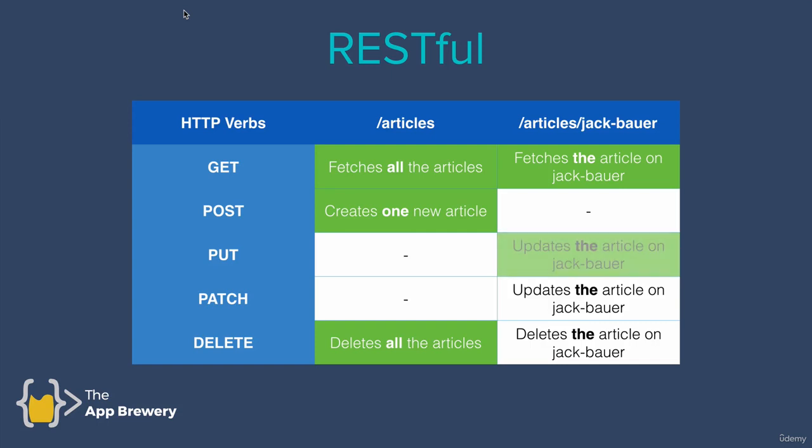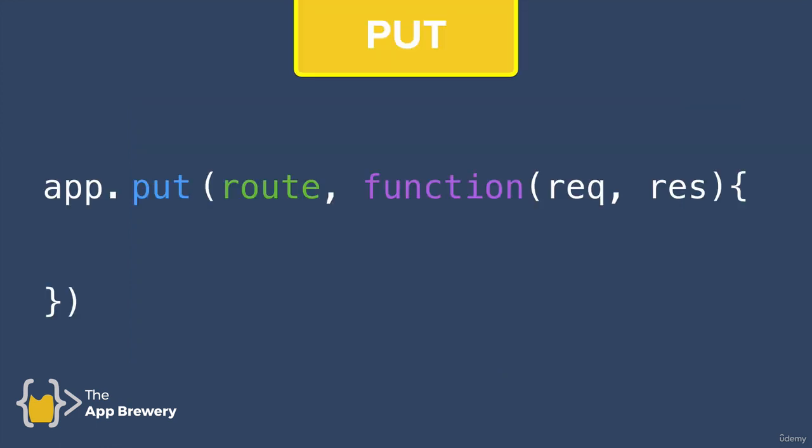All right, now it's time to move on to handling put requests on a specific resource. Say, for example, if the client wanted to submit an entire new version of the article on Jack Bauer, then they would do that via making a put request to this particular route. So if we did that in a standalone way, then we would write app.put, and then we would specify the route and also the callback function to handle that put request.